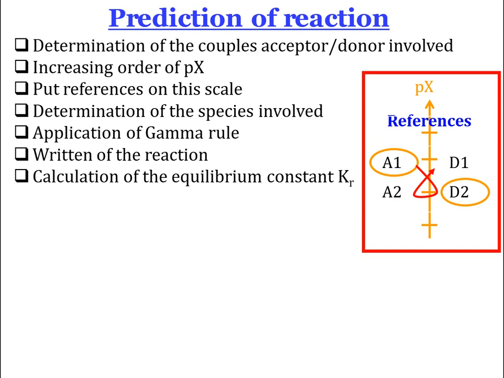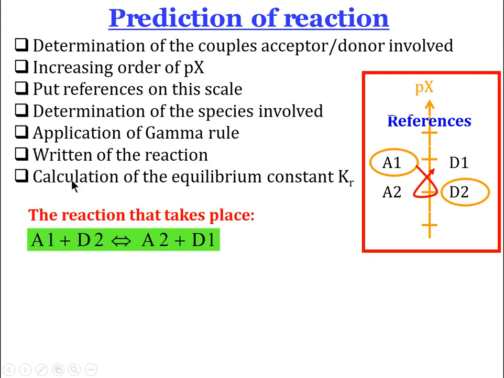If the species present give a reaction in the anti-gamma direction, this reaction is limited. Suppose, for example, you mix D1 and A2; the reaction is possible, but it is in the direction of anti-gamma, so the reaction between D1 and A2 is limited. Then we write the reaction and we calculate the equilibrium constant Kr, to know if the advancement of this reaction is quantitative, complete, or limited.